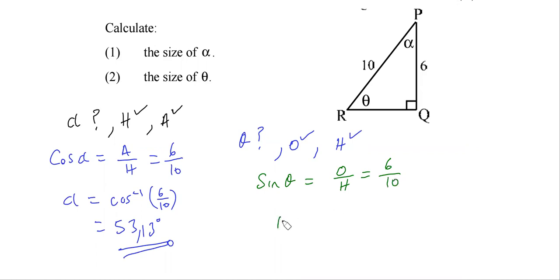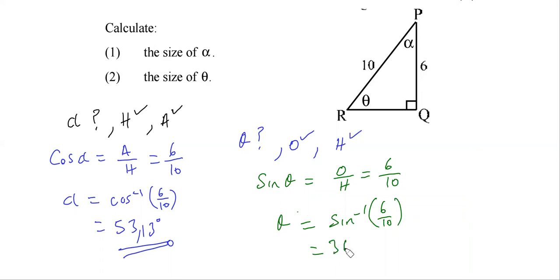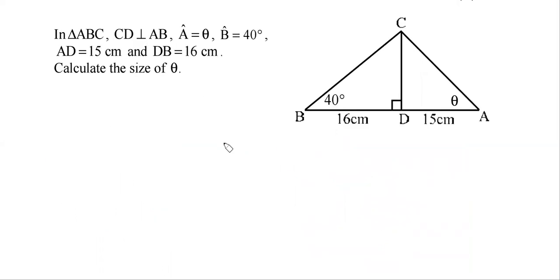Then theta will be equal to arcsine of 6 over 10. Let's see what we'll get there. We'll say shift sine 6 over 10. What we get here is 36,87. That is the size of the angle. Okay, now let's move on to the next question that we have.